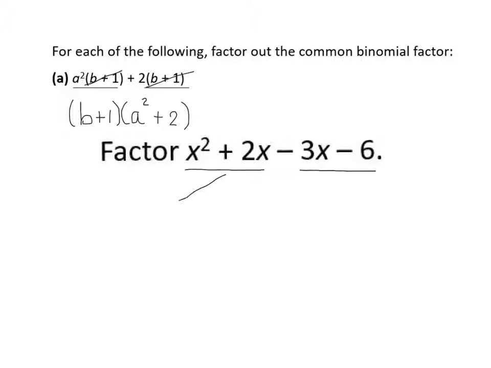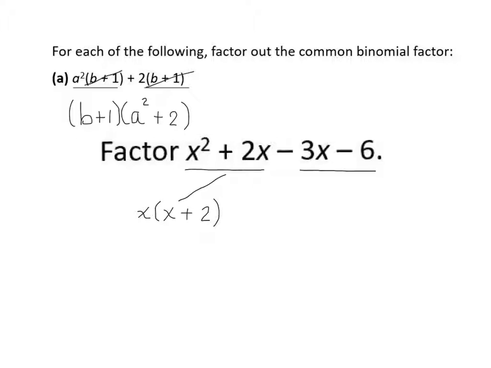So first of all, when I look at the x squared and the 2x, I notice that they have an x in common. So x is my greatest common factor. If I divide each of them by x, x squared divided by x is x to the 2 minus 1, which is x, and 2x divided by x is just 2. The x's cancel.